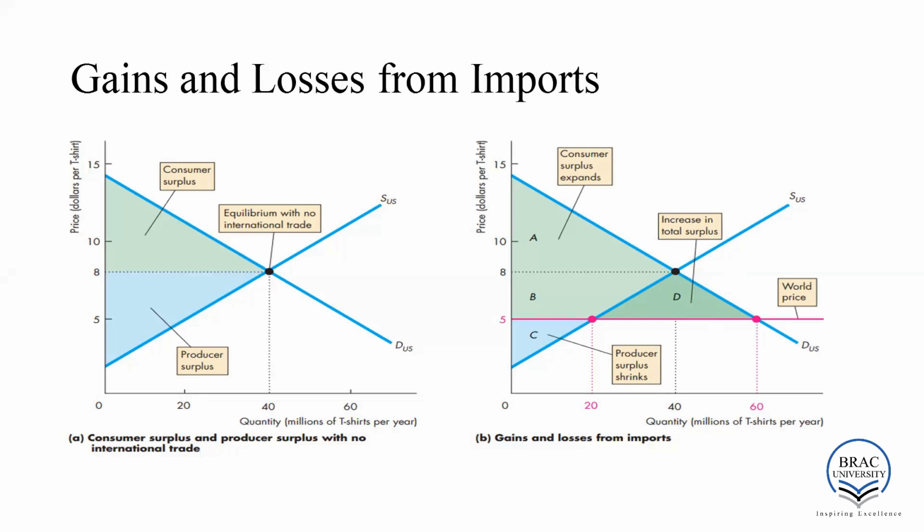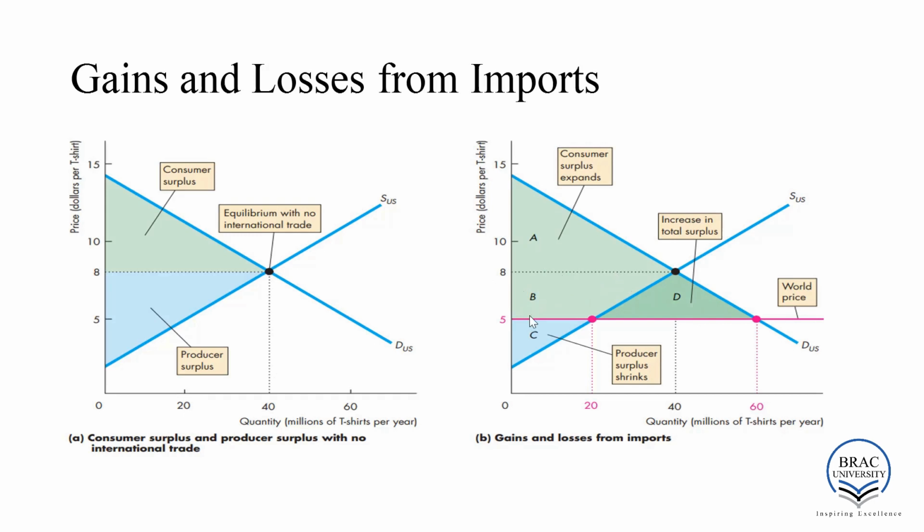Let's find the consumer surplus again, which is the area under the demand curve and over the price. In this case, we have seen that the price is $5 according to the world price. So the area above the price and under the demand curve is the area A plus B plus D, right? So here we can see that the consumer surplus has expanded. The area B is the transfer of surplus from the producer surplus to the consumer surplus, and the area D is the increase in total surplus, which was missing when there was no trade.